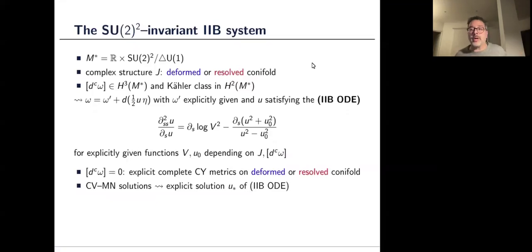So this is the system. What are known solutions of this system? Well, if dω is cohomologically 0, then it turns out to actually be 0. So I have Calabi-Yau metrics, and there's the explicit asymptotically conical Calabi-Yau metrics of Candelas–de la Ossa and Stenzel that will give explicit solutions U to this equation. And there's also the CVMN explicit solution that I discussed before that gives also some explicit solution U star of this ODE.